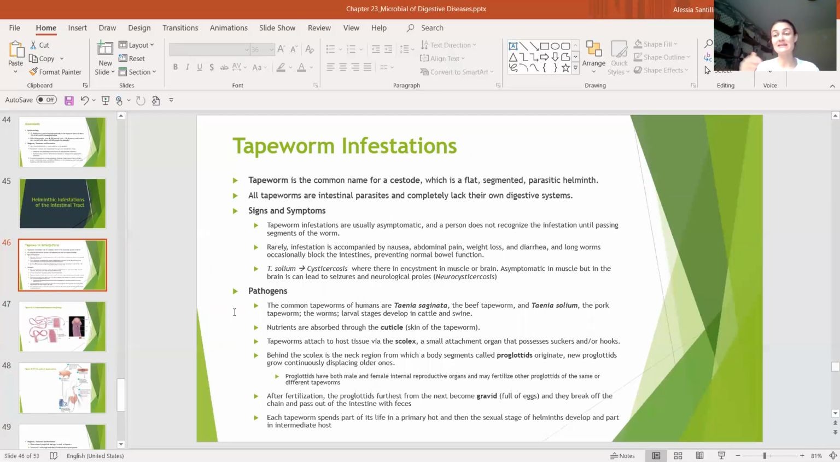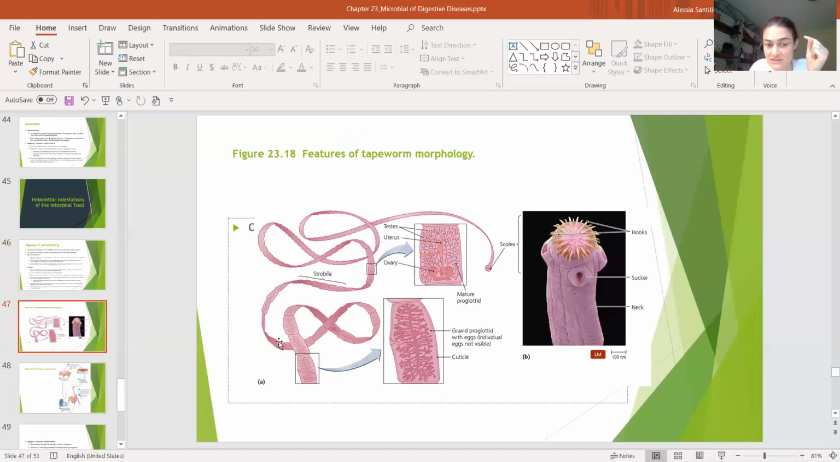Basically, in one species, you would find little small bits of proglottids. So proglottids are, you see how there's all these little segments right here? This is one proglottid, and each proglottid has a male and a female part. So they're like mature male and female reproductive organs. And so they can actually mate with each other and form the eggs.